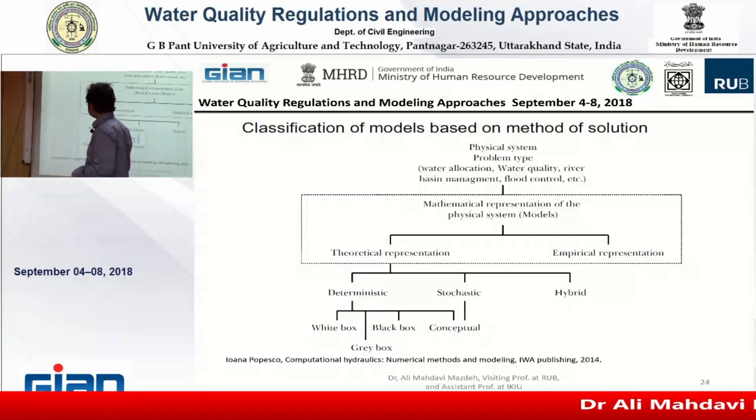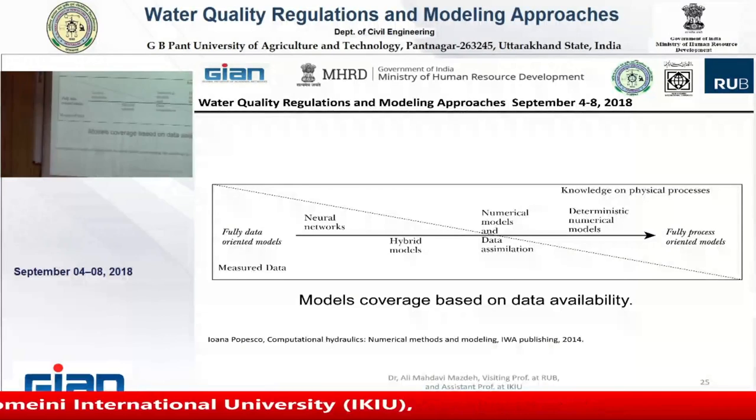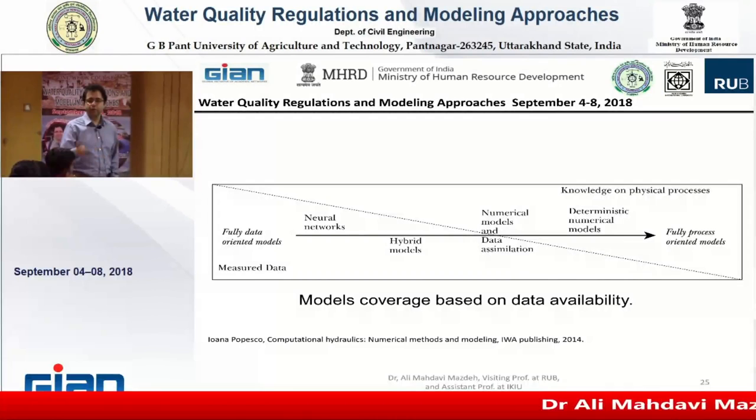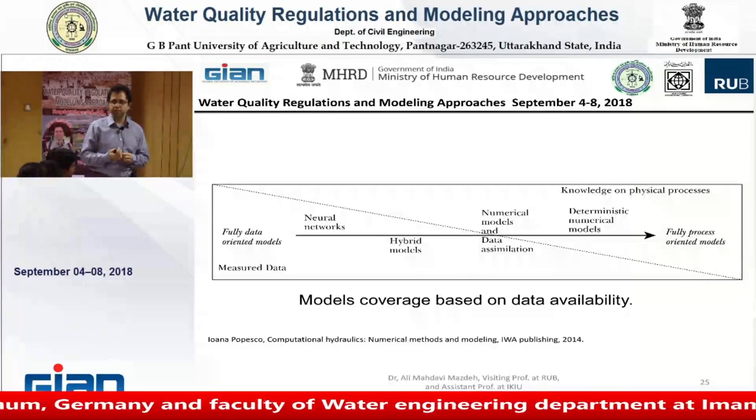Models also differ based on the data that they are using. Some models are fully data oriented, which means that they are based only on the data, like neural networks. Neural networks take your input and output data. And do you know what neural network models are?